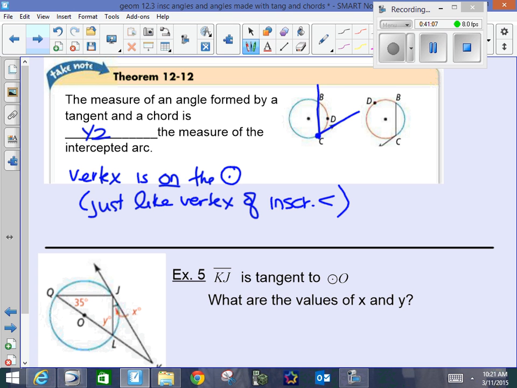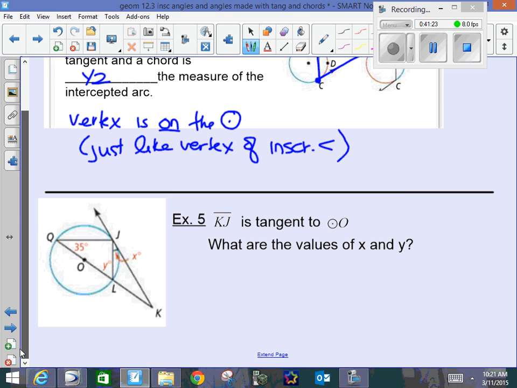Where is the vertex? It's on the circle. You take half of the intercepted arc. Okay, because you're going to have lots of them. You already have the central angle, which is different. Now you have an inscribed angle. Now you have a tangent and a chord.